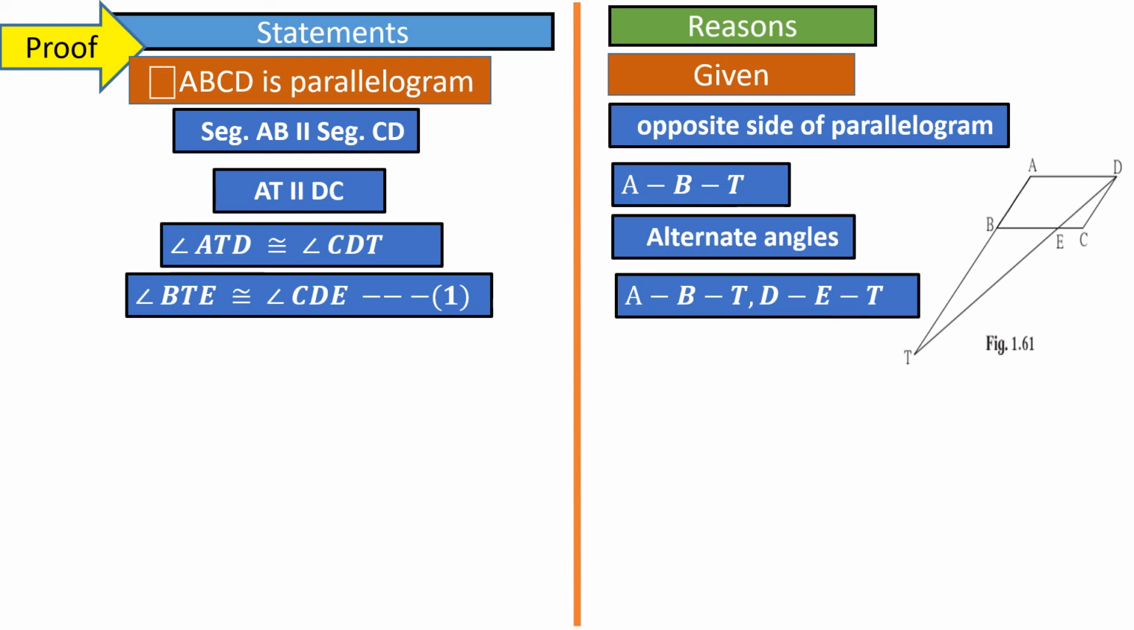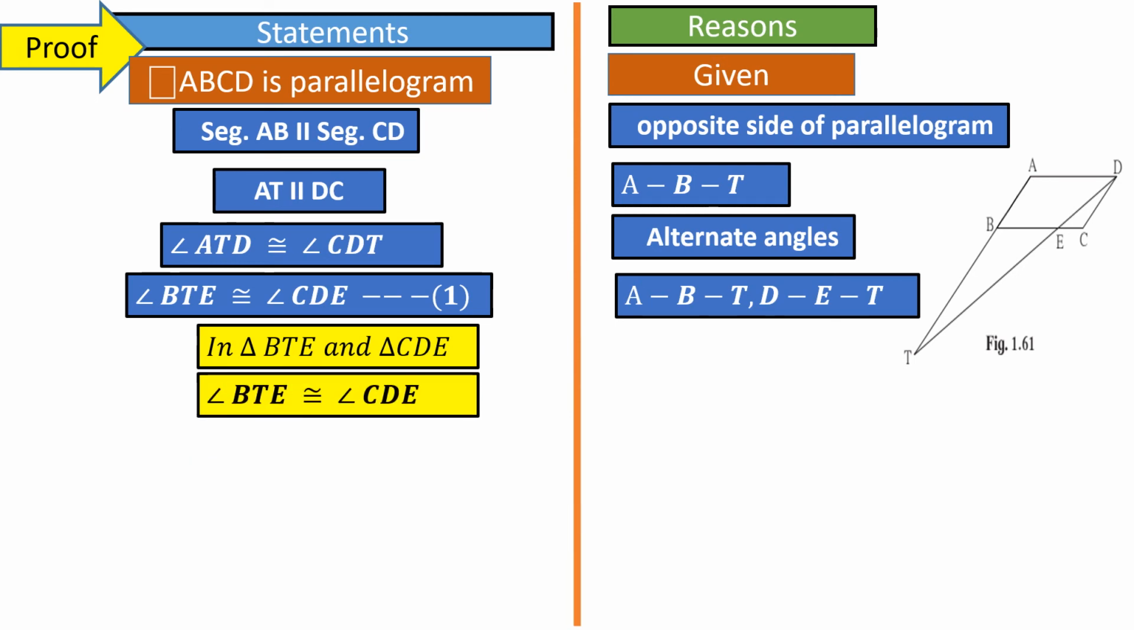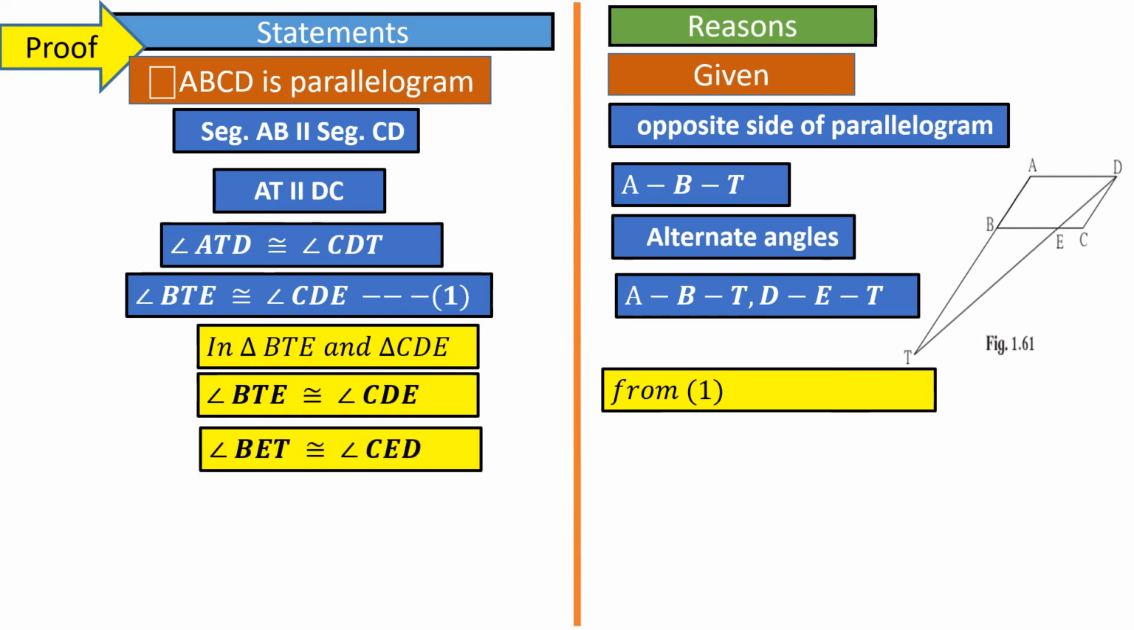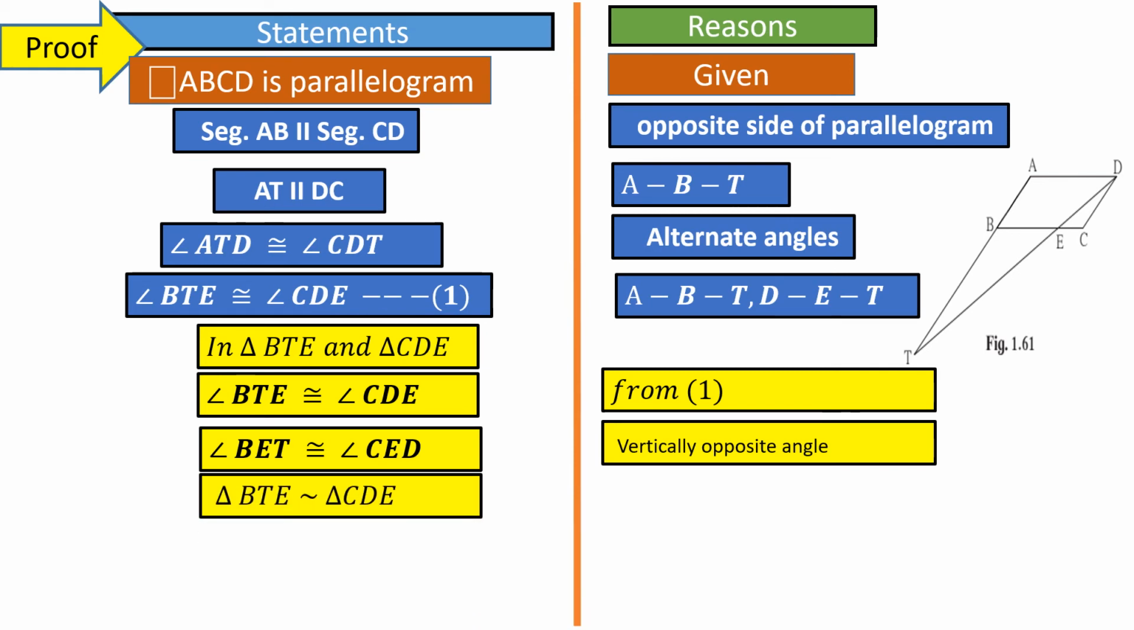And why have we proved it? Because we need to prove these two triangles similar. So now we already have one angle that is congruent from 1. Can you tell me which will be the second angle that is congruent in these two triangles? Yes, angle BET is congruent to angle CED. They are vertically opposite angles. Therefore, these two triangles are similar by AA test of similarity.